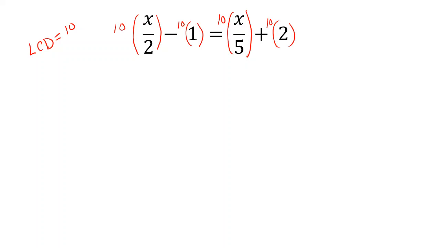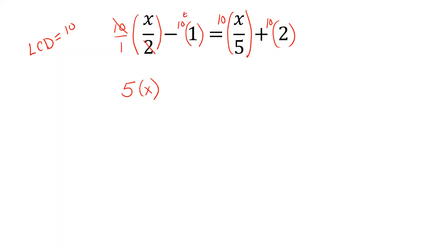Now, make a mental note. This is the whole number 10, and this means 10 over 1. So we are allowed to cross cancel the 2 and the 10. 10 divided by 2, when we cross cancel, will leave 5 over 1, which is just 5 times x. Now the next term was a whole number, so nothing cancels there.